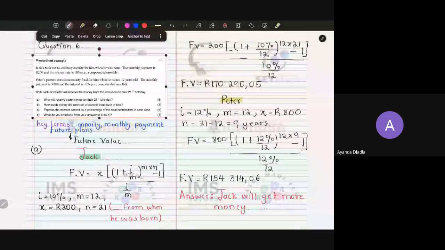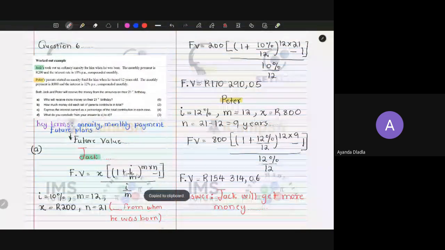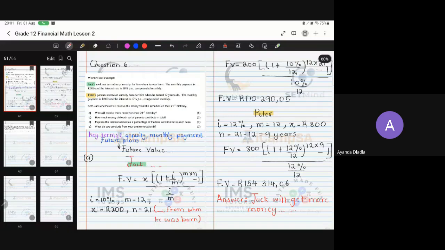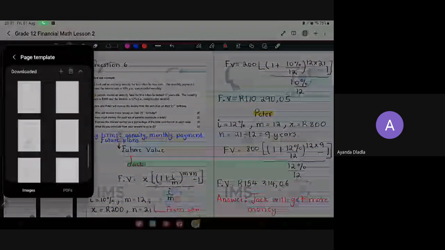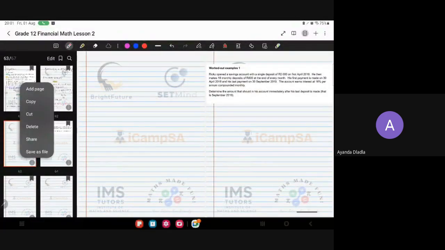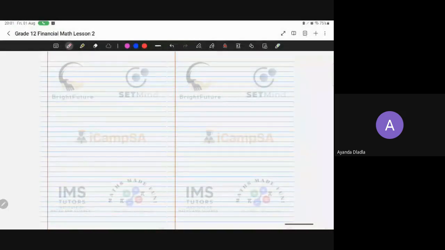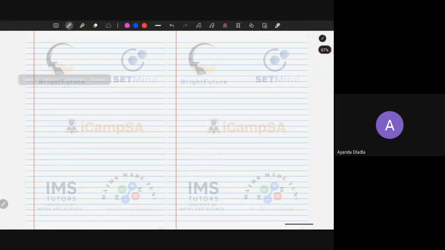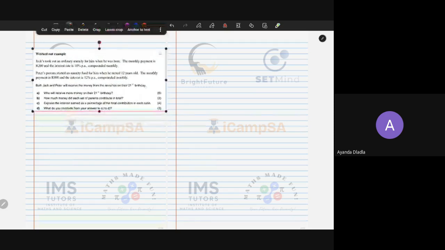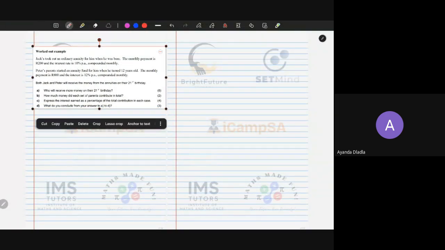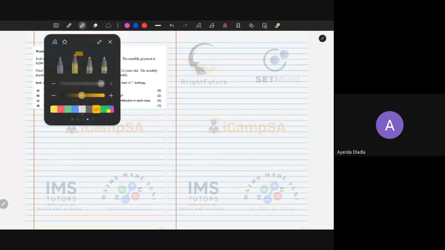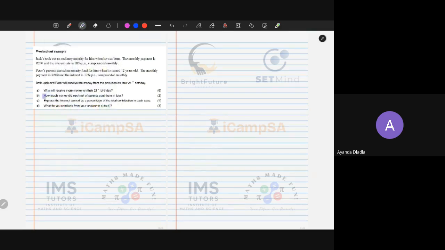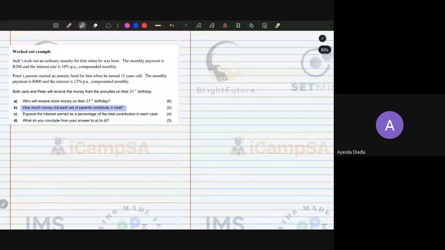Then let's go and deal with B on the next page, which is how much money did each set of parents contribute? So we want to figure out over the years, how much did these parents put in total into this investment for their children? And that is question B. So this is what we're looking at. So how much did the parents contribute?